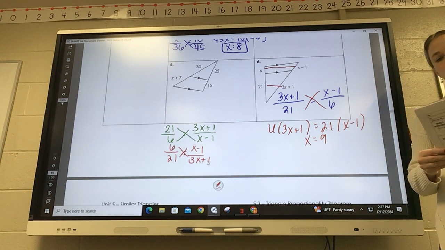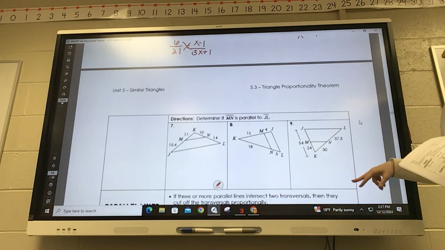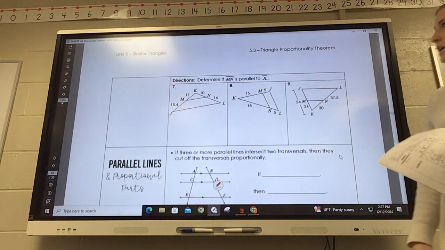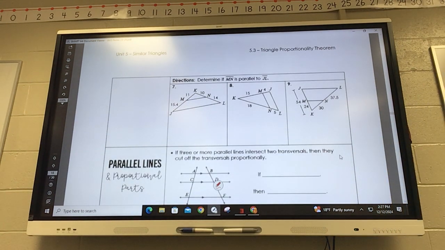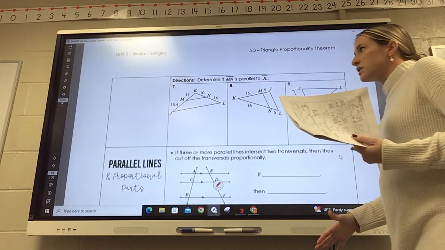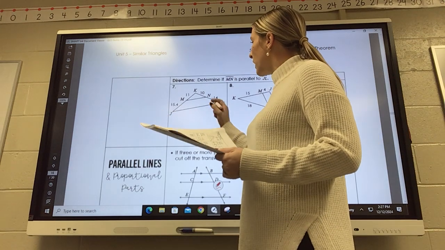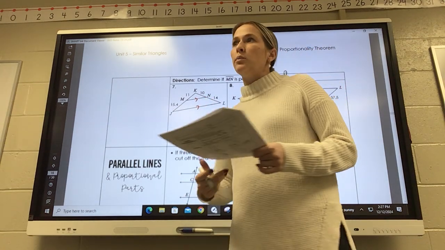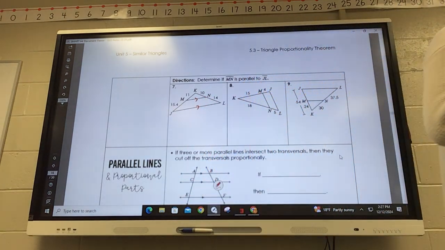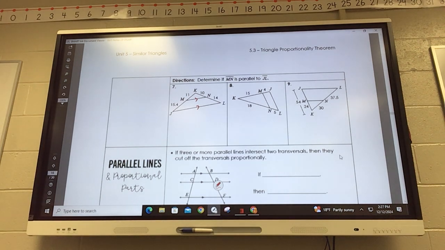All right, let's move on to this section right here. Determine if MN is parallel to JL. So I have my little chunks, I have my little segments, but I want to know, are these things actually parallel or not? So what am I going to do here? Set it up the same way and then reduce them to equal each other.